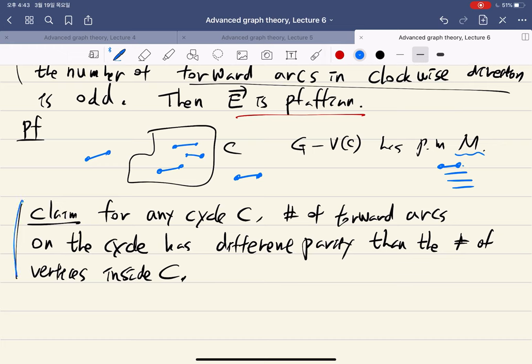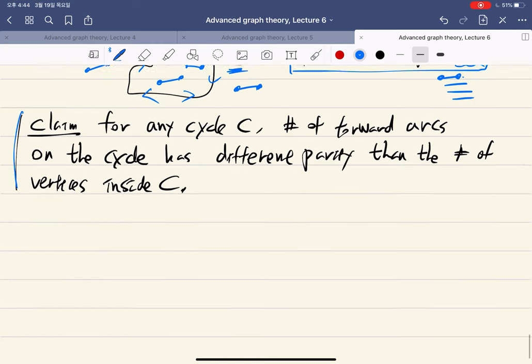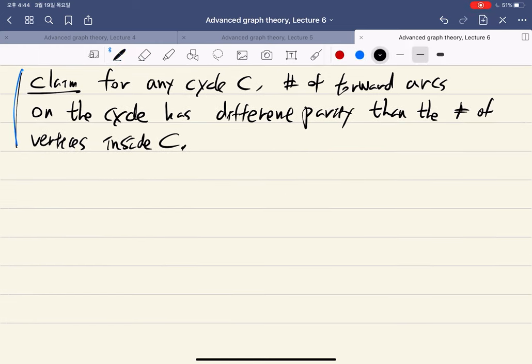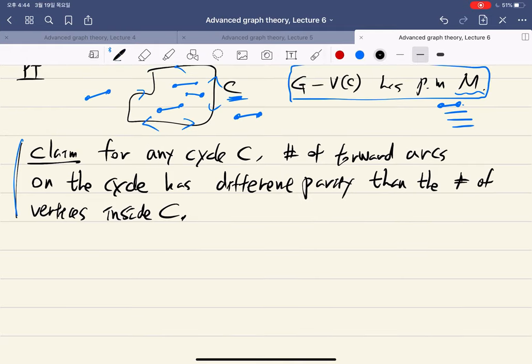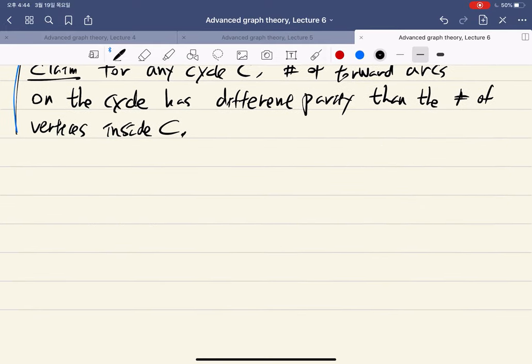So this claim says that there are odd many forward edges in C, and that means it has odd many backward edges as well, because G minus vertices in C has a perfect matching means C itself is an even cycle. So it suffices to prove this claim. As long as we prove this claim, then this lemma is done. So we prove this claim.